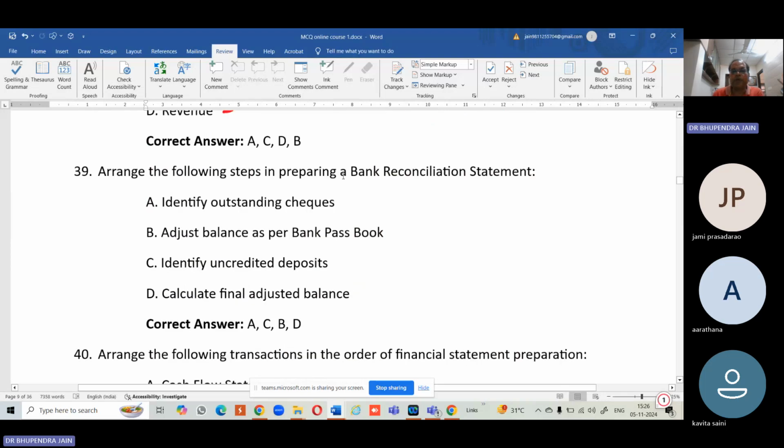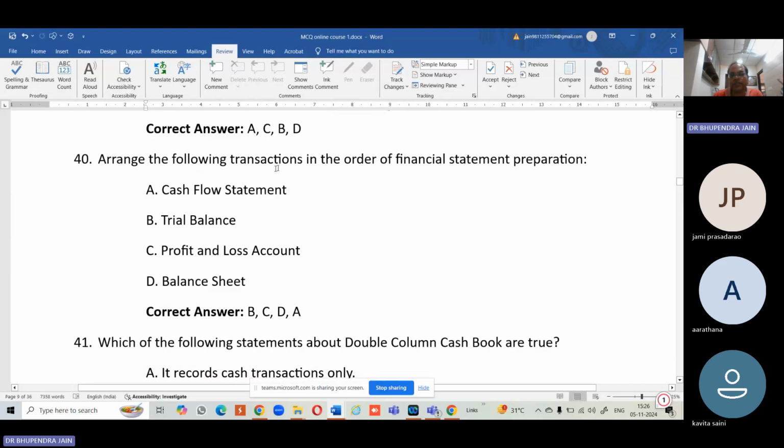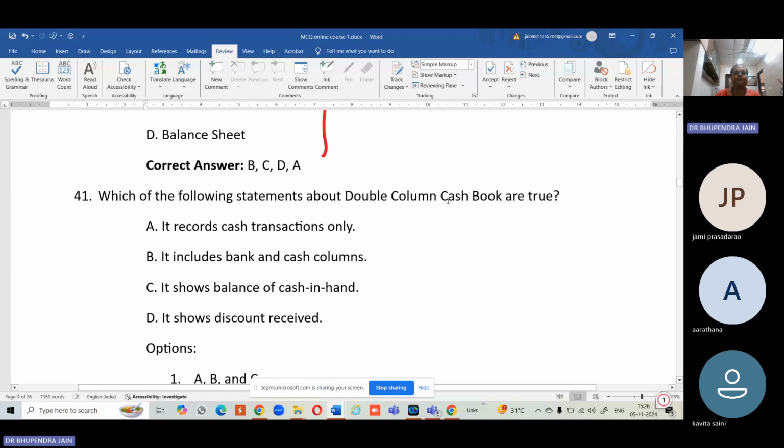Arrange the following step for preparing the bank reconciliation statement. We will discuss bank reconciliation statement further. Then we will solve the question at that time. Arrange the following transaction in order to financial statement preparation. This will also be discussed in future.